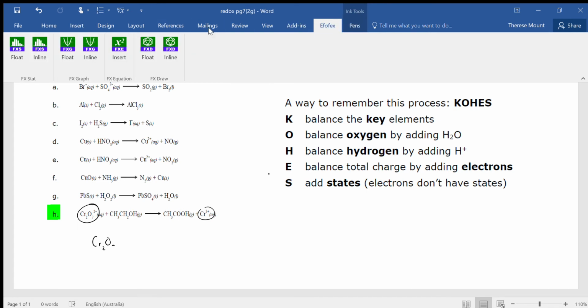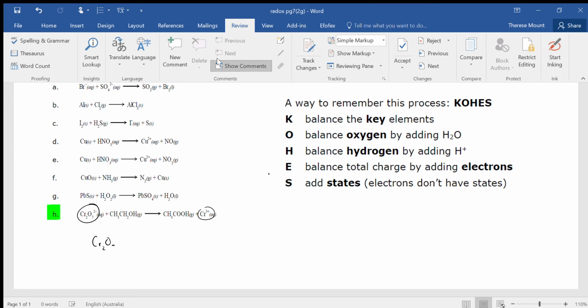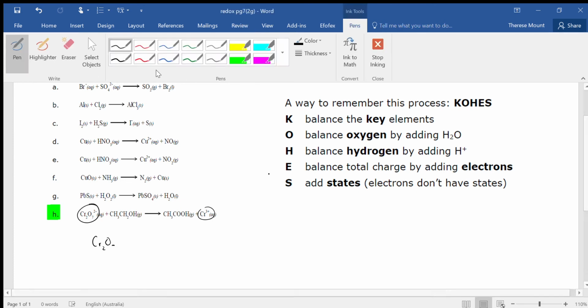Okay, so the chromium oxide, 2 negative, okay, 2 negative, changing to the chromium 3 plus. Okay, so we need to balance out this equation.